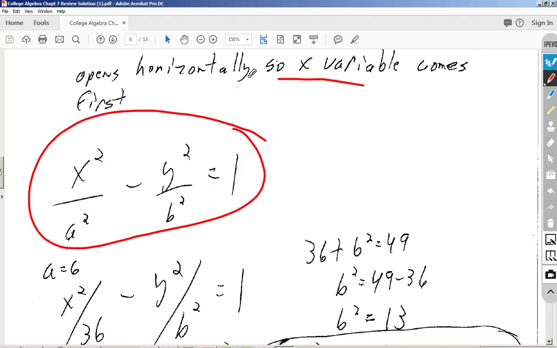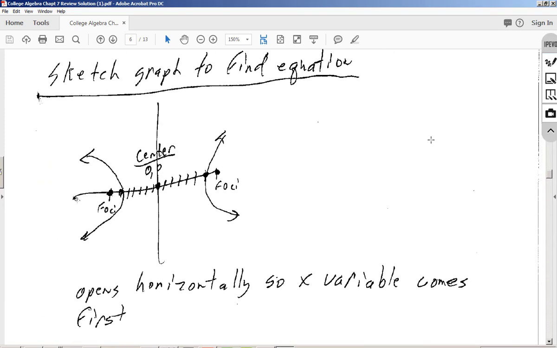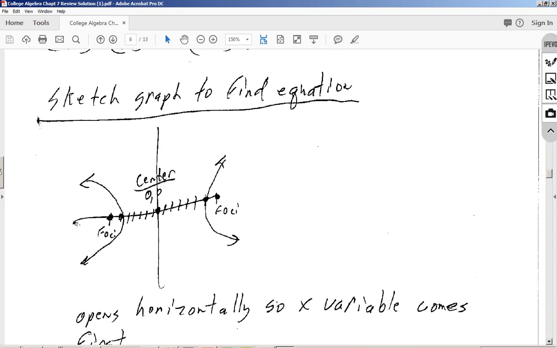And remember, it opens horizontally, so that means the x variable comes first, because that is your horizontal direction. So now we just have to figure out what goes underneath my x squared and what goes underneath my y squared. I figured out what goes underneath the x squared. I just have to look at my vertices. And since I moved a total of 6 right here, that means that 6 is going to be that number that goes in place of a squared.